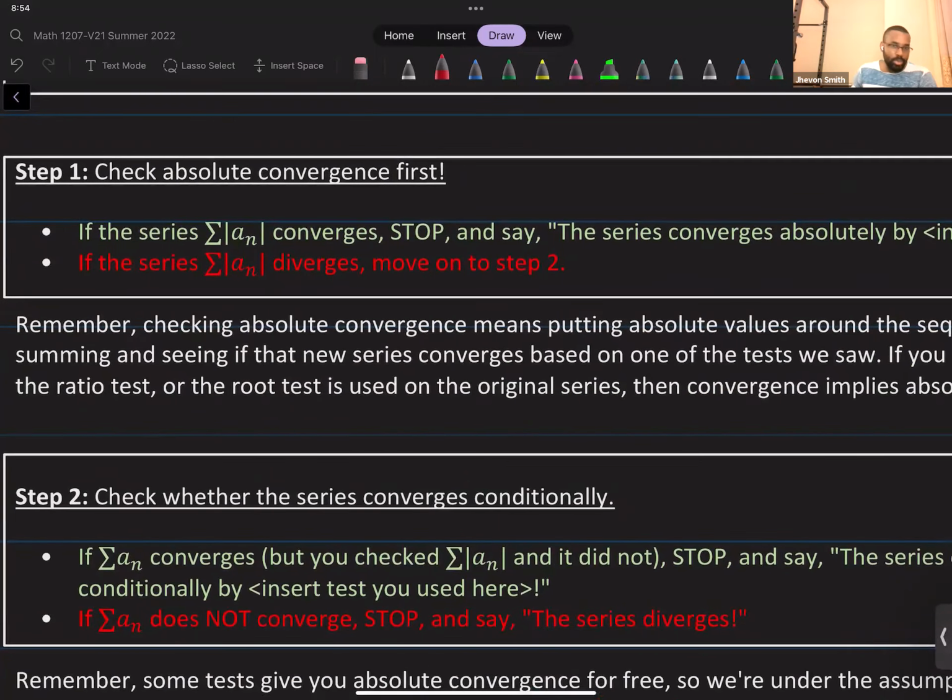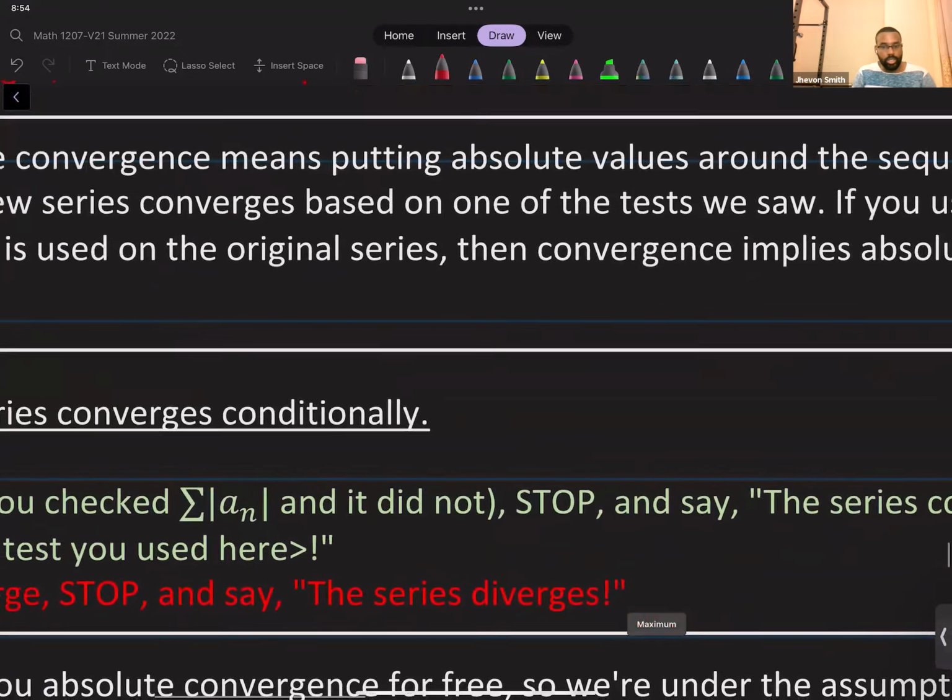Then you take away all the absolute values, you look at the original series and you check if that converges with another test. If it does converge in this case, then you say, oh, the series converges conditionally by whatever test you used. If it doesn't converge in this case, then there's no chance for it to converge ever. And you can actually stop the process now and just say the series diverges.